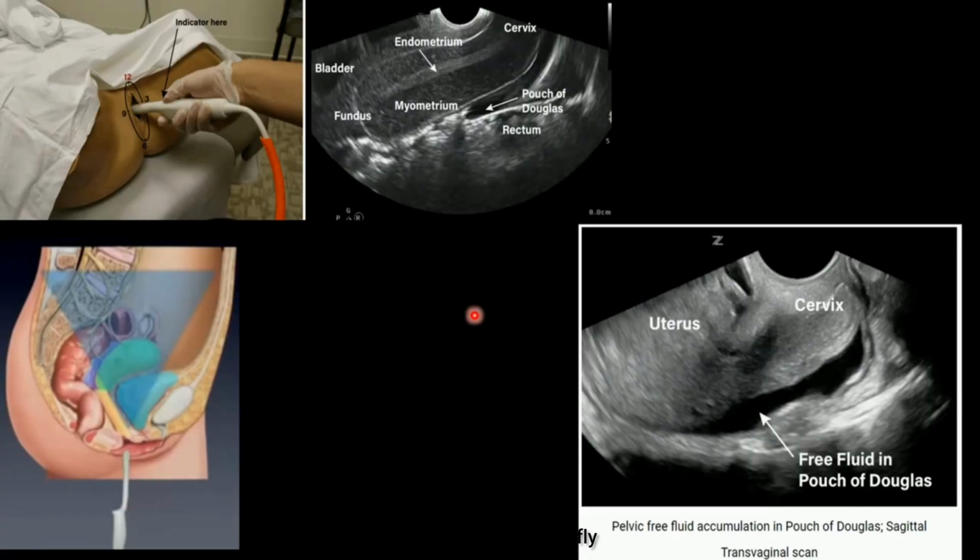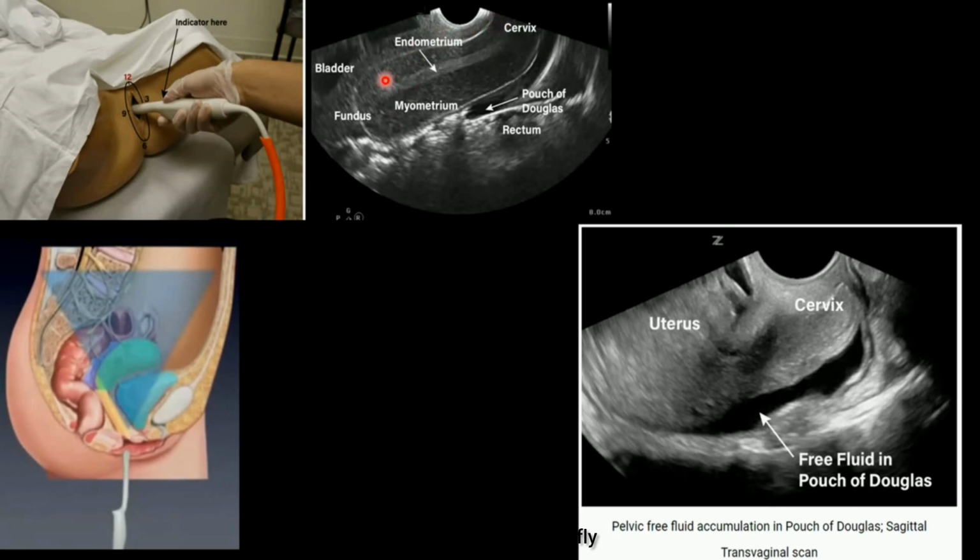These spaces can also be seen when you do what we call a transvaginal scan. This scan is carried out using a probe or a transducer that we call a transvaginal probe. It's called transvaginal because it's inserted into the vagina, and once it is inserted, of course, it gives us a clear picture of the female reproductive structures.